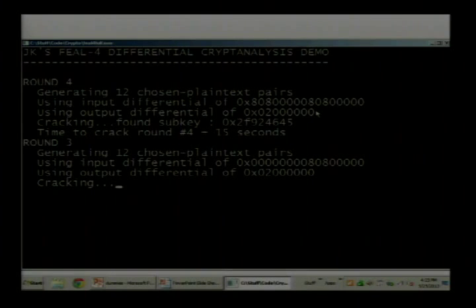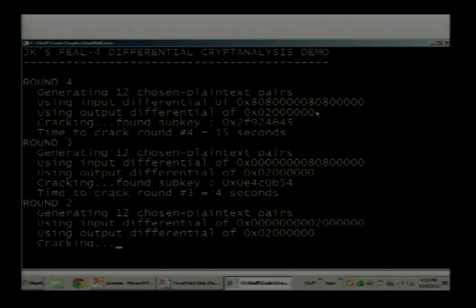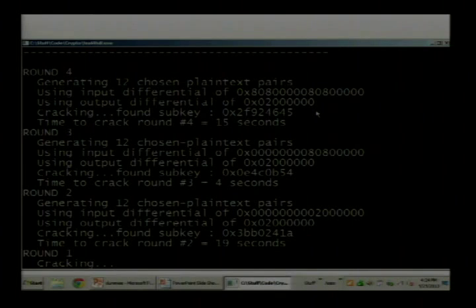All right, what it's done is it's using 12 chosen plaintext pairs with that input differential of 80, 80, 80, 80. It's predicting an output differential of 2 going into the input of the last round. And then it's testing subkeys and seeing if they match that predicted output differential. And then it goes to round 3. It decrypts using what it's found so far, and then it repeats the process for the input to round 3. Now it's getting the last little bits of the key.